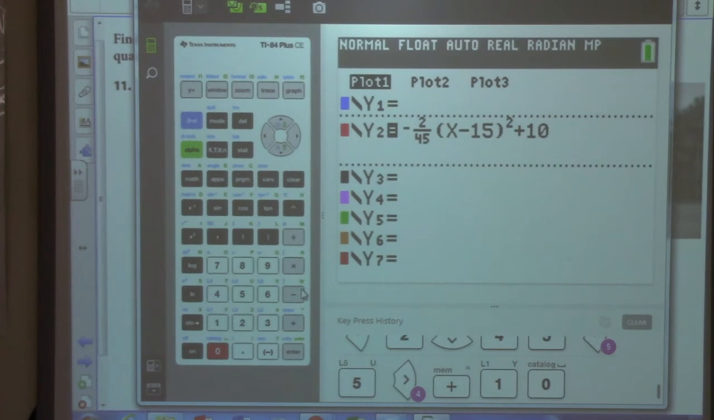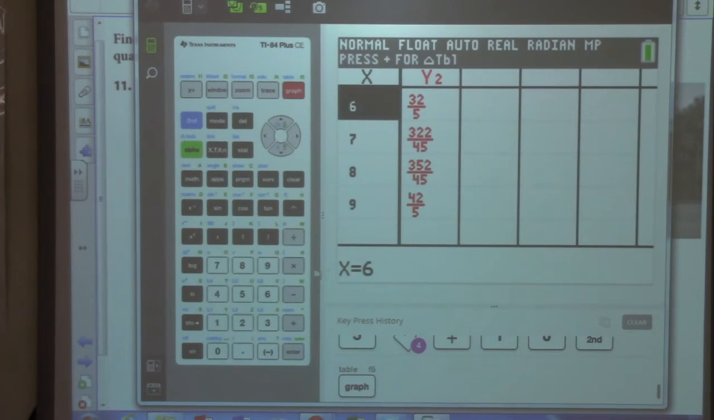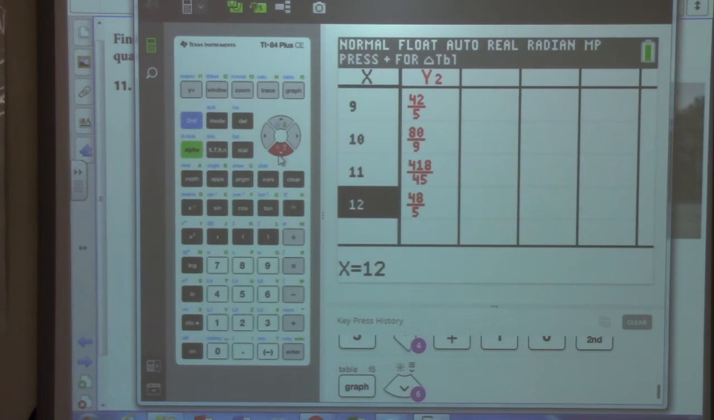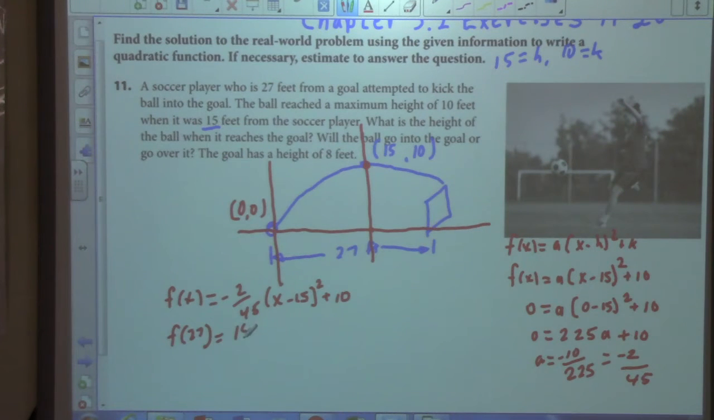And there, what can we do now with this? Go to table view is what I would do. So we go to table view, and we're going to test, what do you say, Ben, 27 feet? So at 15:10, does that work out? Yeah, so that's kind of a check. So here we are, 18/5, right? Which is the same as 3.6. 3.6 feet. So is that our answer? Yes. Question, will the ball go into the goal or go over it?